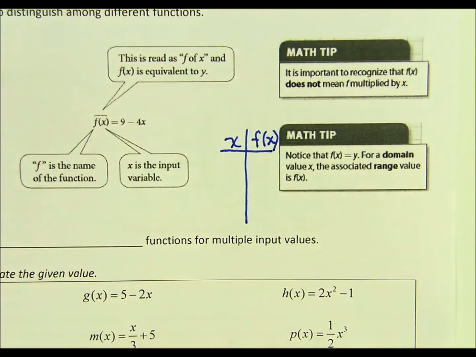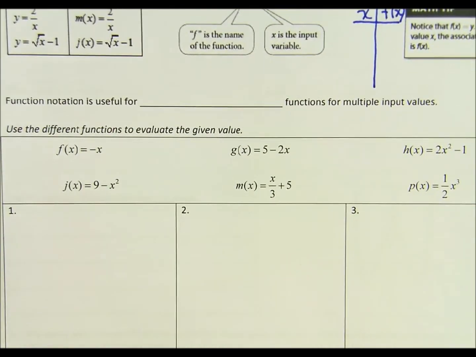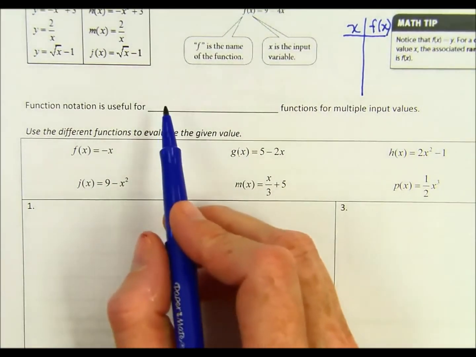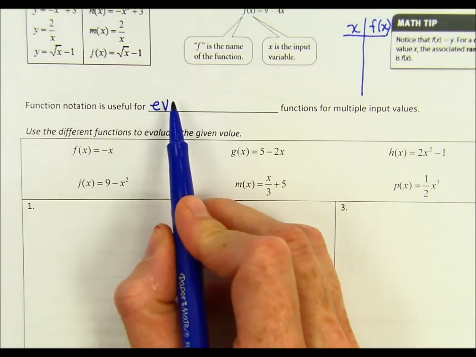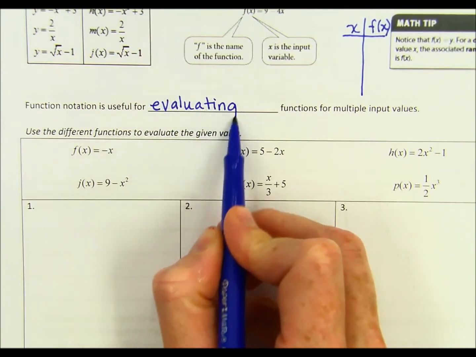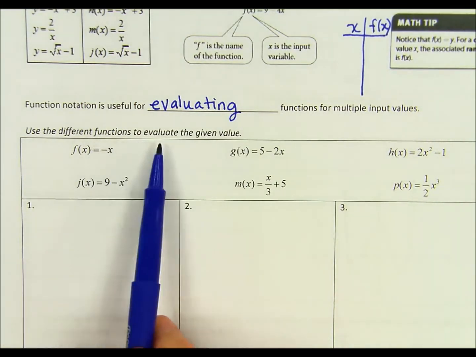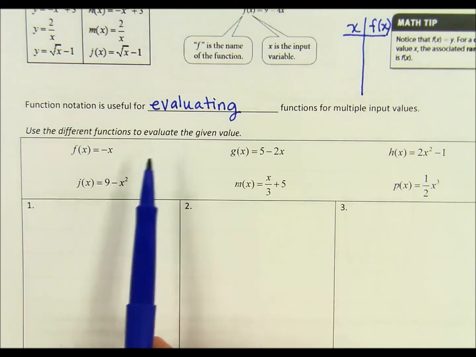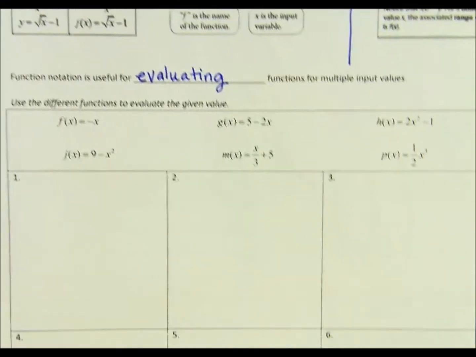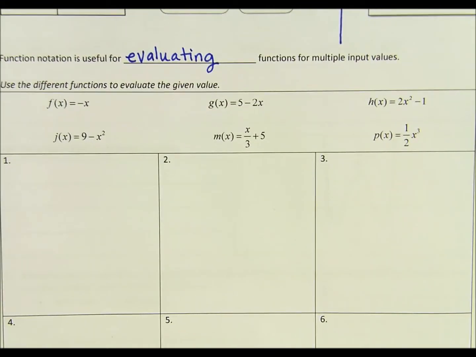So why do we even use function notation? Well, function notation is useful for evaluating functions from multiple input values. So here we are going to put evaluating. Now, as you look at the next box, it says use different functions to evaluate the given value. So you have 6 boxes listed below here, and I'm going to give you different values, and as soon as I give you a value, I'm going to reference the function. Then you will know exactly which function I am talking about.